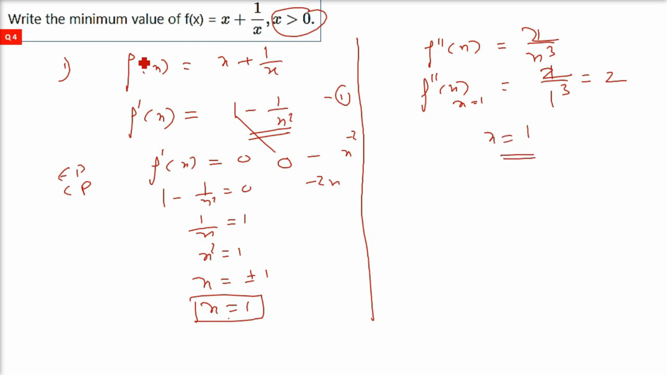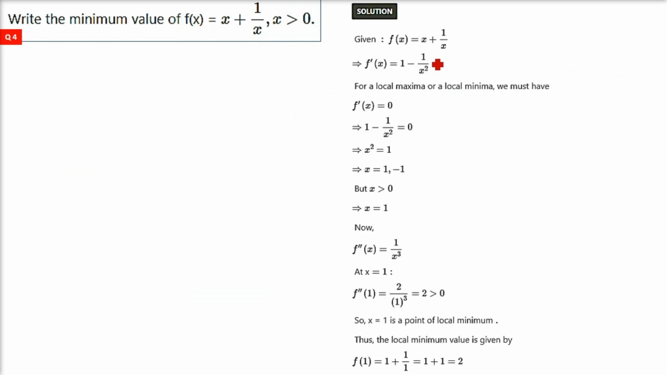So x equals 1 is the critical point or extreme point, and the value of the function at x equals 1 is 1 plus 1 by 1, that is 1 plus 1, 2. This is 2. This is your answer. Now, in words, you are going to write it like this.